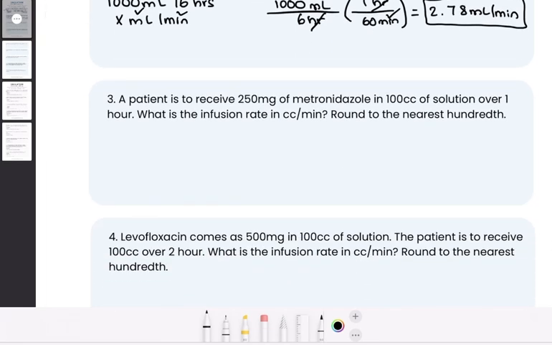Question number 3. A patient is to receive 250 milligrams of metronidazole in 100 cc's of solution over 1 hour. What is the infusion rate in cc's, which is milliliters, per minute? You're going to round your answer to the nearest hundredth. Again, that's 2 decimal points.